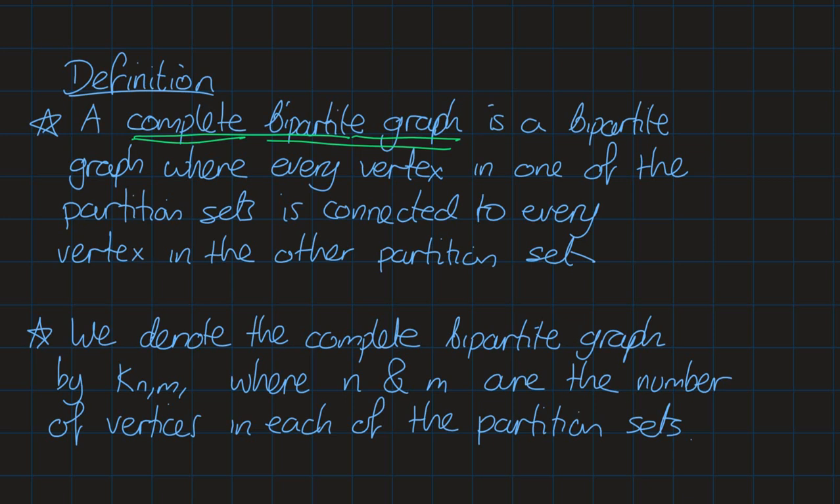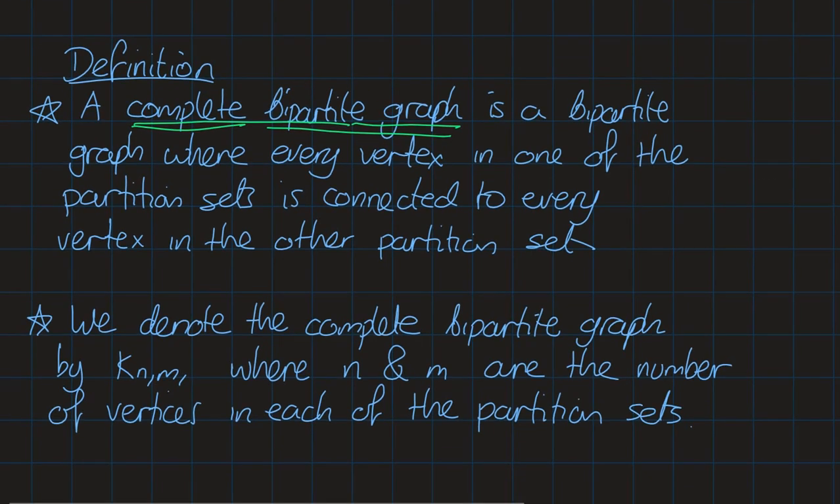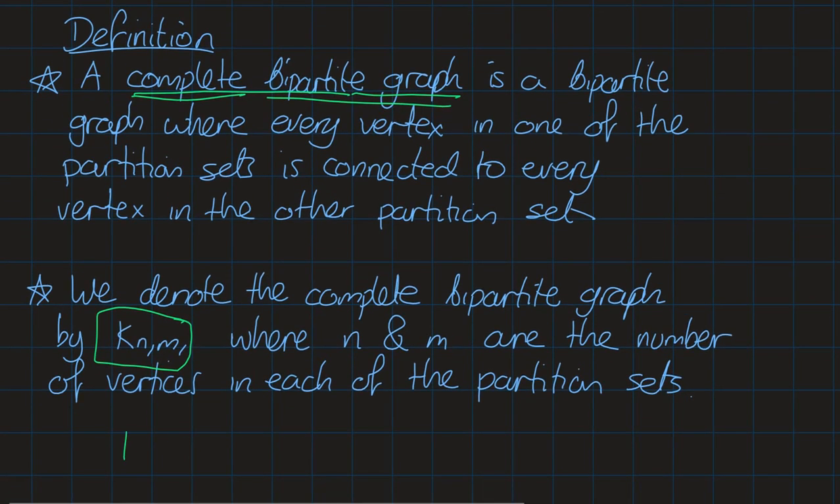We denote complete bipartite graphs by K subscript n, m. This is more confusing than the normal complete graph, because for the normal complete graph you would just say something like K_n, but now I need two numbers. And what do these numbers represent? They represent the number of vertices in each of the partition sets.